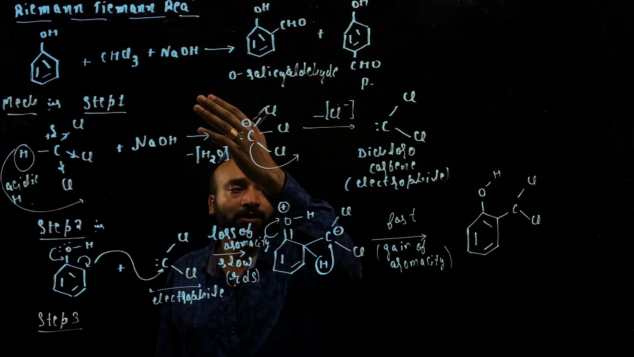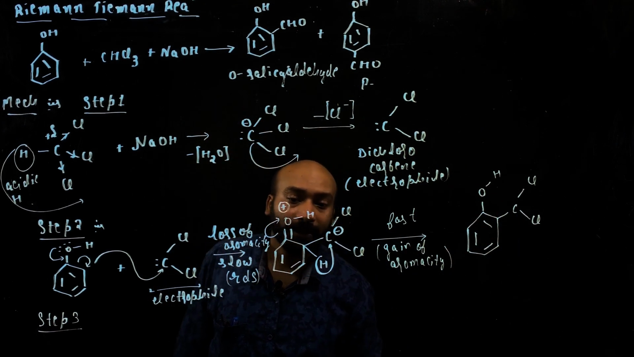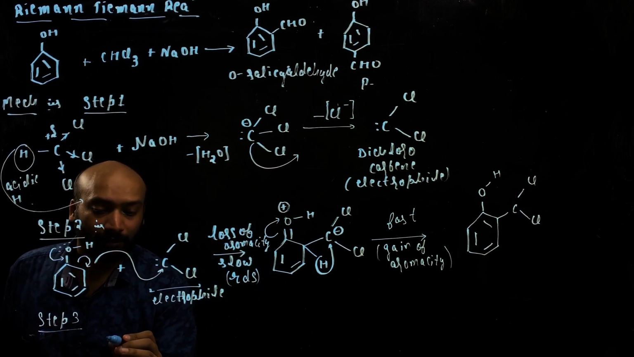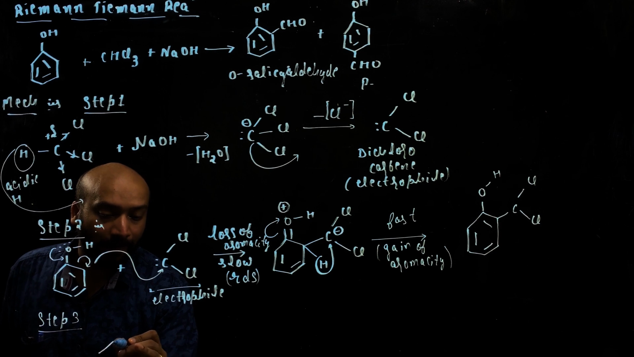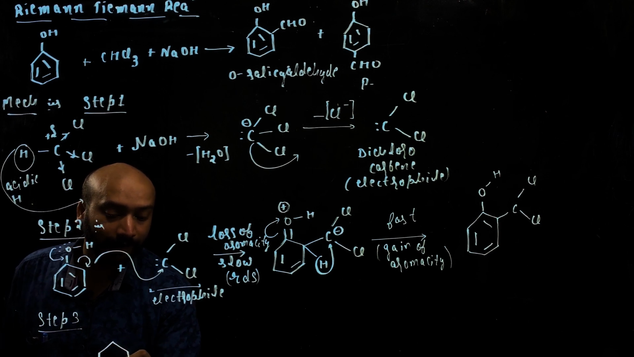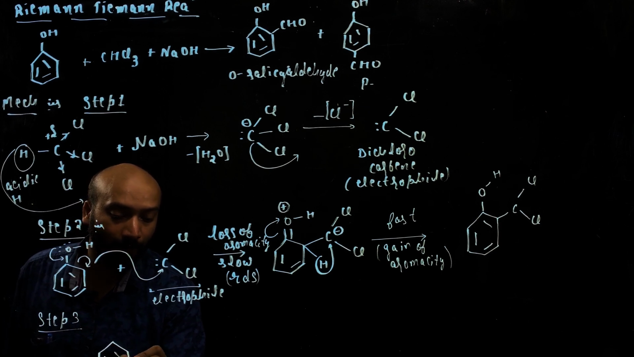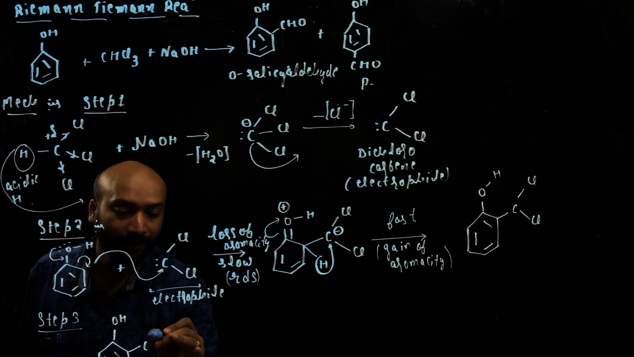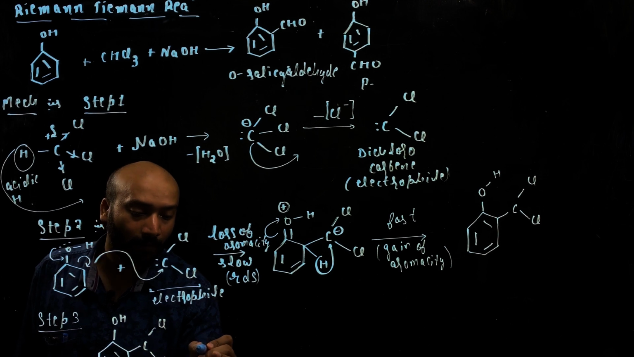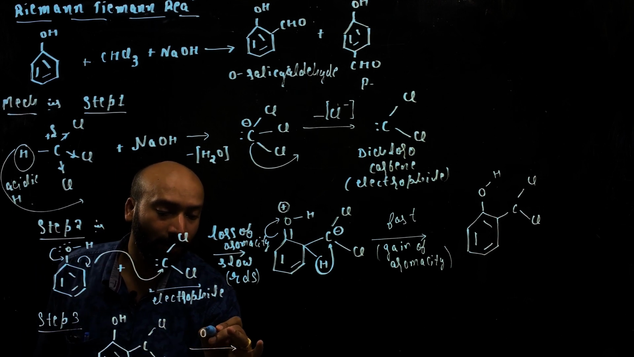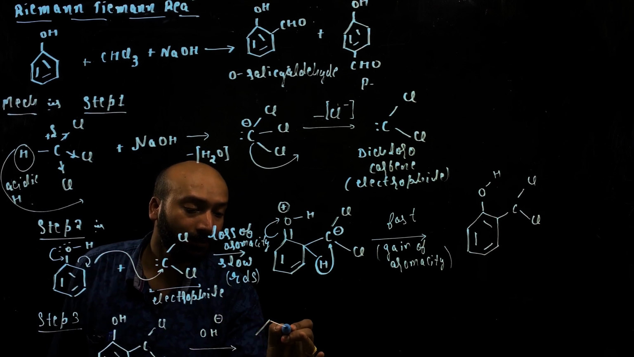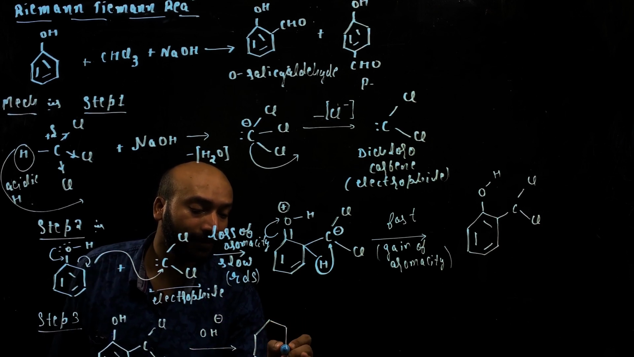in the presence of a strong base, there is a nucleophilic substitution reaction. So the intermediate formed in the second step has OH here and Cl here. Now, in the presence of a strong base, both the Cl are substituted by OH.